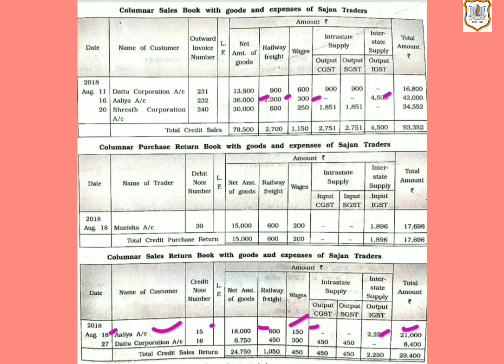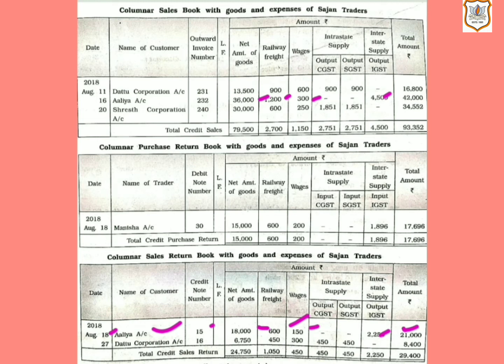Then in the same transaction, it is given that these goods are immediately returned back to Manisha. If you check the transaction of date 5th, it is given that we had purchased goods of rupees 30,000 on that day from Manisha, and now we are returning it to her, and we are returning only half amount of goods to her. So we will record it in purchase return book.